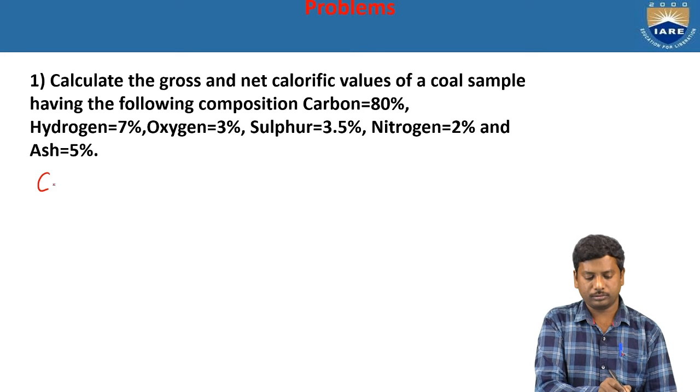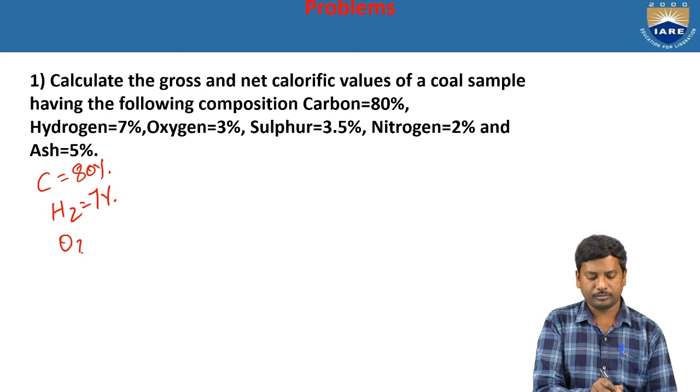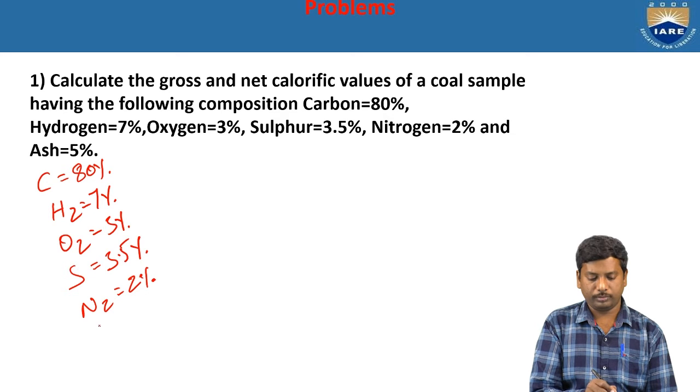Carbon is equal to 80%, hydrogen is equal to 7%, oxygen is equal to 3%, sulfur is equal to 3.5%, nitrogen is equal to 2%, and ash is equal to 5%.